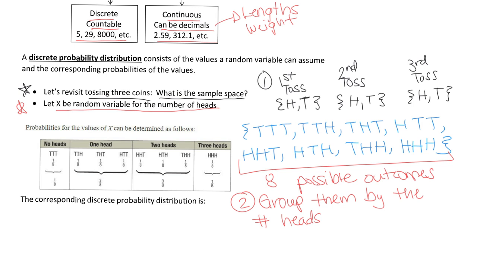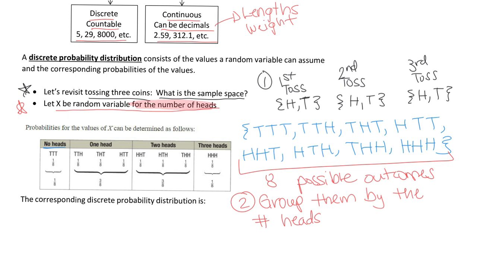And we could also do this for tails, by the way. But in this case, they're asking us to use heads. So we're going to group them by the number of heads. All right, so what would that look like? Well, they've already created a table for us. So this is nice.